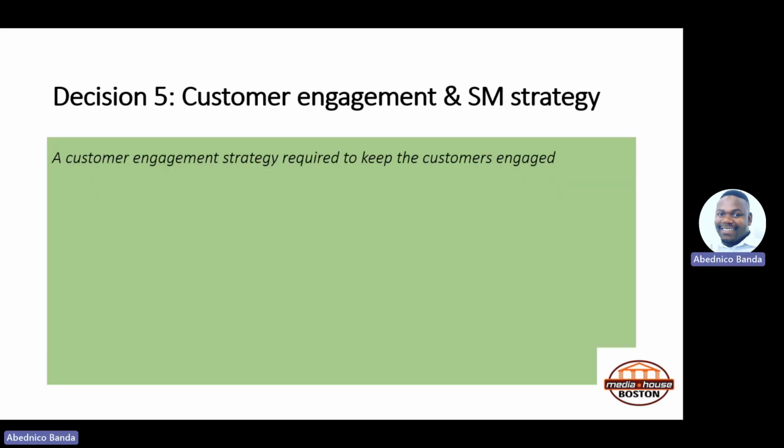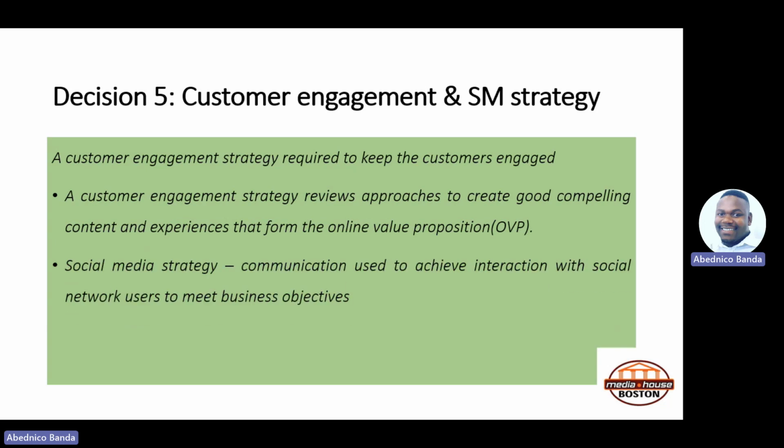So, customer engagement and social media strategy. A customer engagement strategy is required to keep the customers engaged. It is the one that creates a bond between a brand and its customers. And a customer engagement strategy reviews approaches to create good, compelling content and experiences that form the online value proposition.